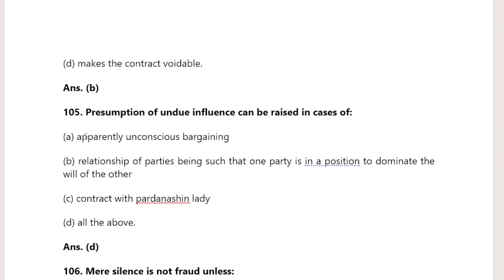And the next question is: presumption of undue influence can be raised in case of. Option A is apparently unconscionable bargaining, and B, relationship of parties being such that one party is in a position to dominate the will of the other. And option C is a contract with a pardanashin lady. And option D is all of the above. Then the right answer is all of the above.